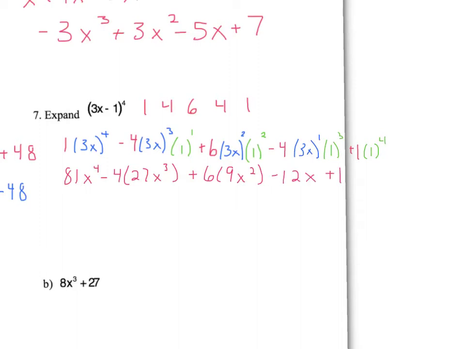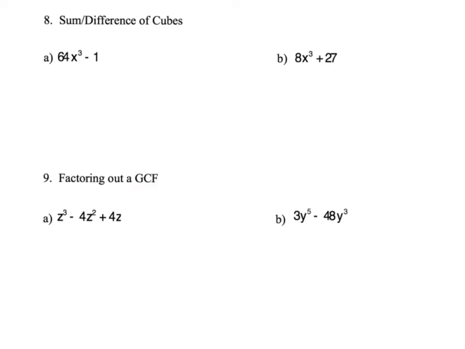So then for my final answer, I will have 81x to the fourth, and then 27 times 4 is 108, so minus 108x cubed, plus 54x squared. Multiplication is hard. So there we go, 54x squared minus 12x plus 1. Now we're going to move on to factoring.